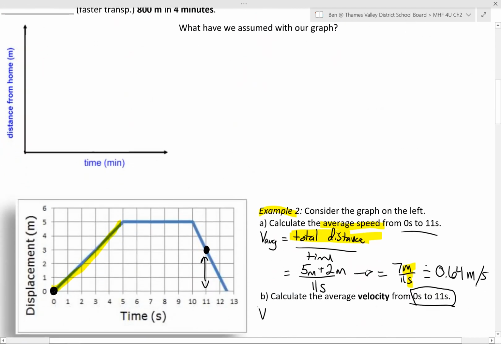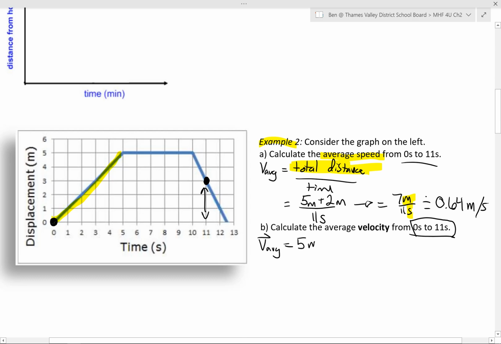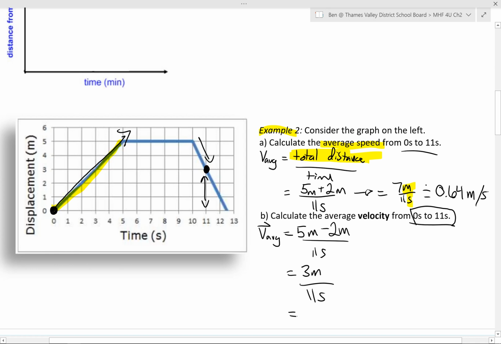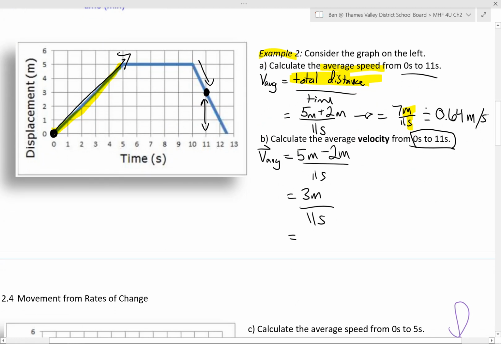So here we would write the average velocity equals 5 meters minus 2 meters, because they've traveled 5 meters here, and then come back the 2 meters. So 5 meters minus 2 meters divided by 11 seconds, and that is the 3 meters we calculated already, divided by 11 seconds. Into our handy-dandy calculator, 3 divided by 11 is approximately 0.27, and again, our units are right there, meters per second.